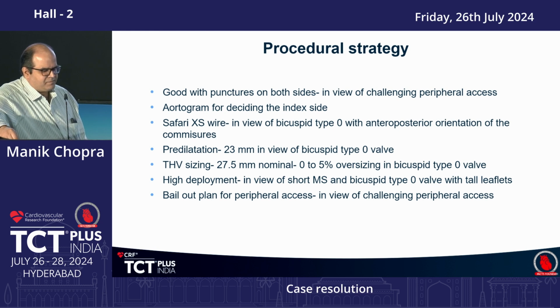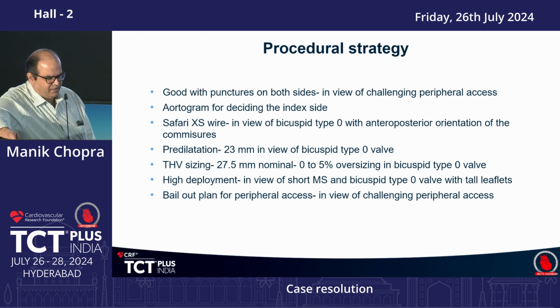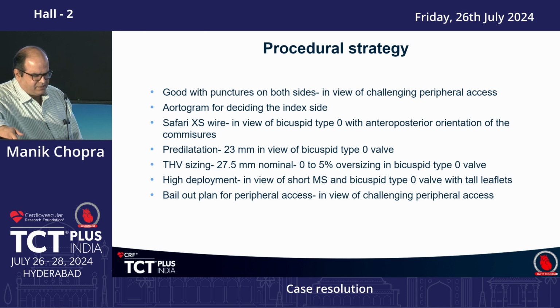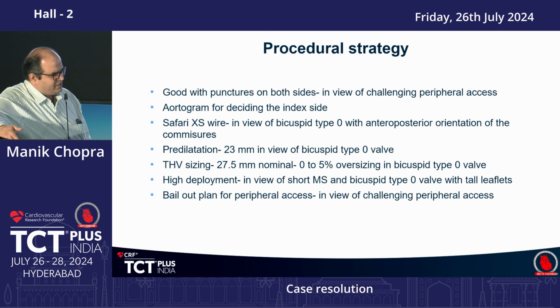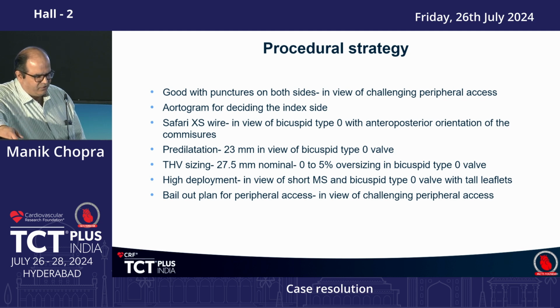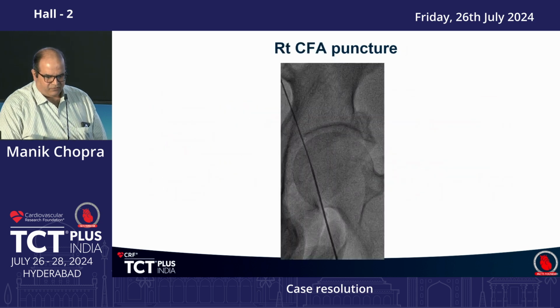Pre-dilatation aggressive for sure, at least 23, but this 23 is also matching my minimum, so I think it's fine. THV sizing 27.5 nominal, because I'm looking at 0 to 5% of oversizing in a bicuspid type 0 valve. High deployment for sure, because one, in view of the short membranous septum, and as we already discussed, the leaflets are really tall. I want to seal the leaflets from the top. I don't want any milking down of the valve. At the same time, I don't want any leaflet overhang. Also a bailout plan for peripheral access. If something goes wrong, we should have a clear bailout plan. So that was the strategy.